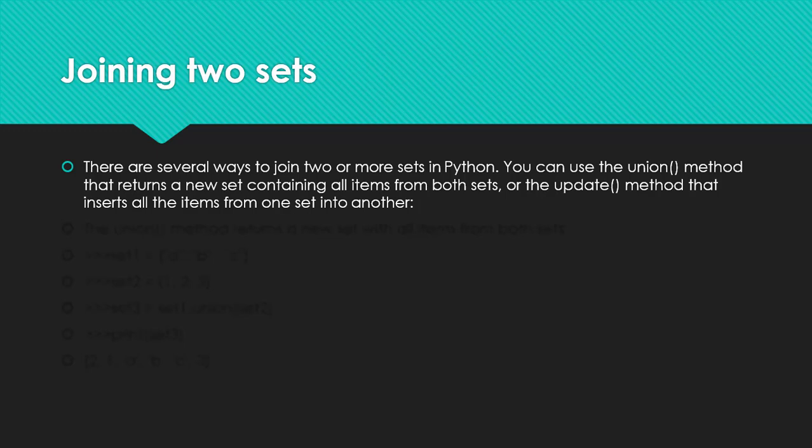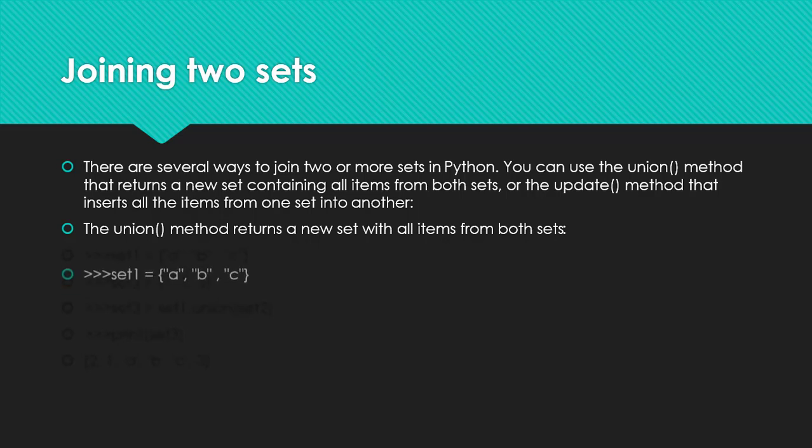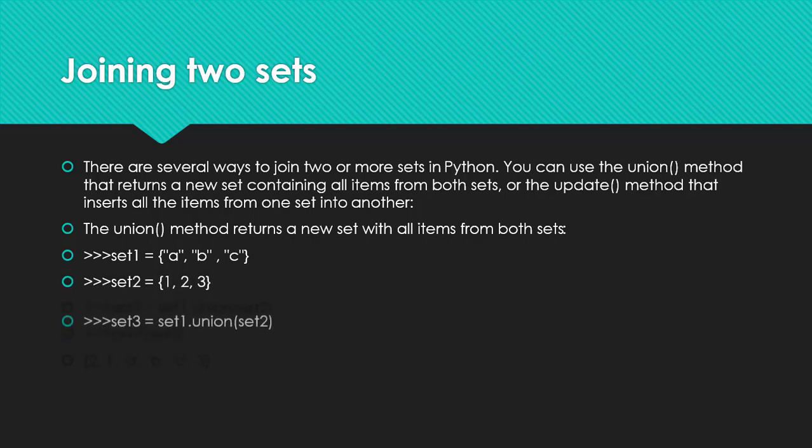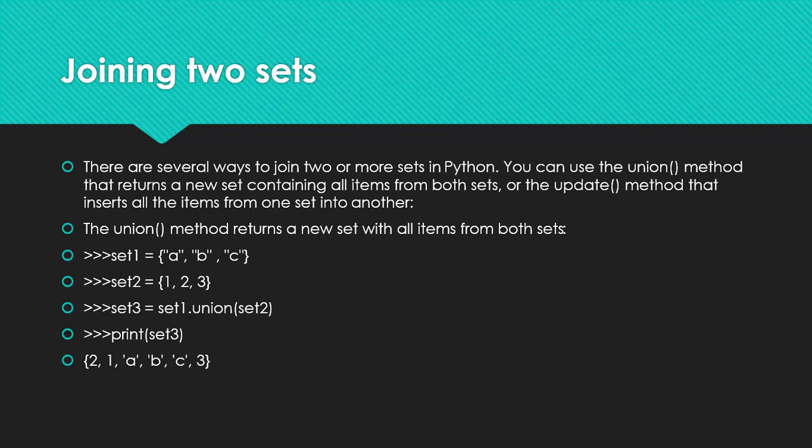Let us see the union method first. The union method returns a new set with all the items from both the sets. For example, I have set 1 as a, b, c and set 2 as 1, 2, 3. Set 3 is equal to set 1 dot union set 2, which would return me a new set containing 2, 1, a, b, c, 3, the clubbing of all the elements of the individual sets.